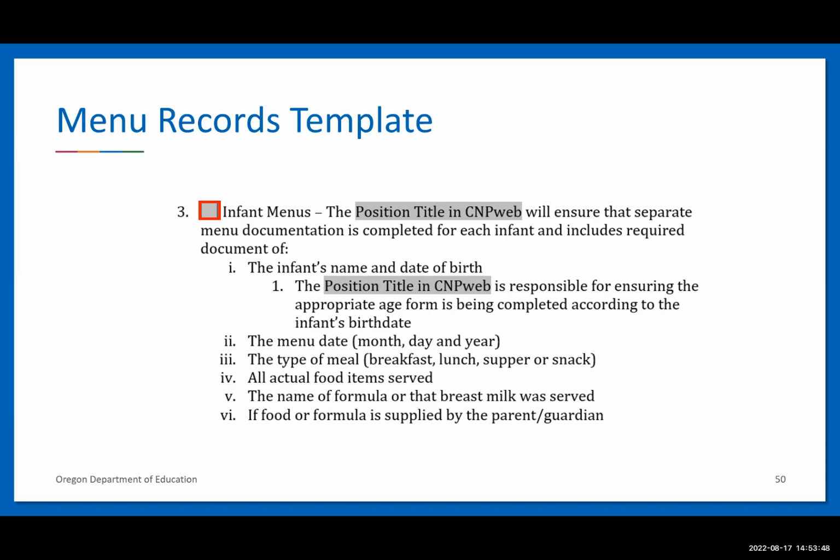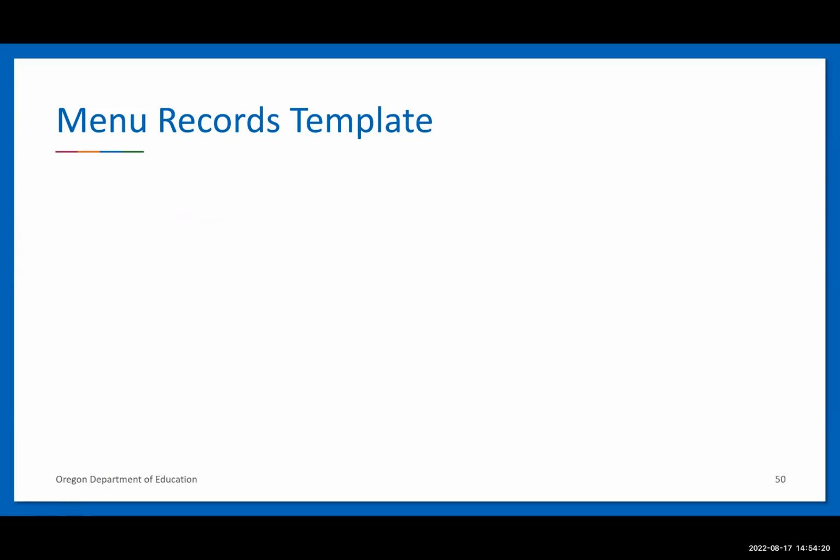Then complete the staff person that ensures that separate menu documentation for each infant is completed. The staff person who ensures completion of infant menus may be different from the staff position who is responsible for ensuring the correct menu is used for the infant. As a reminder, infant menus have two age ranges, 0 to 5 months or 6 to 11 months. If there's a section that is not applicable to your organization, so in this case, if your center does not have infants in care, you may opt to delete this from the template. Look at that, away it went.